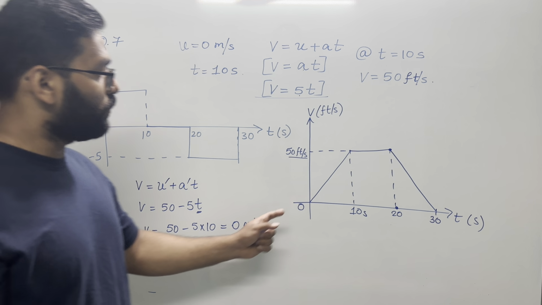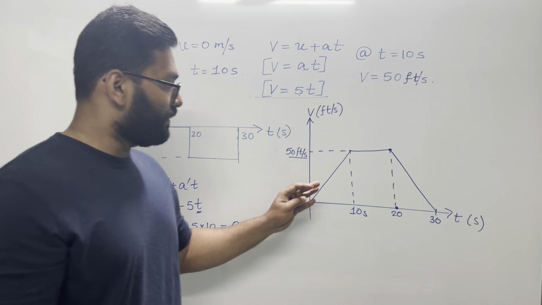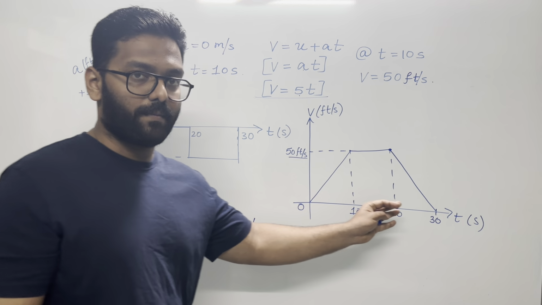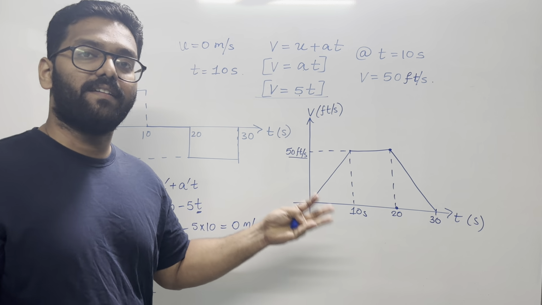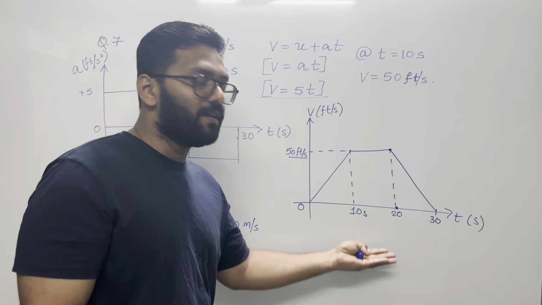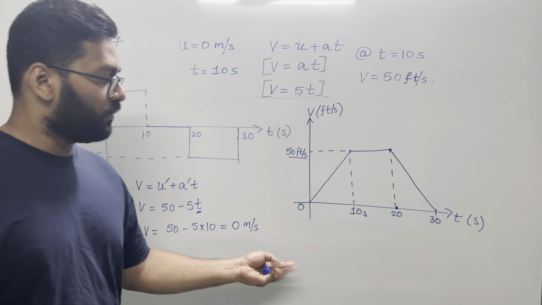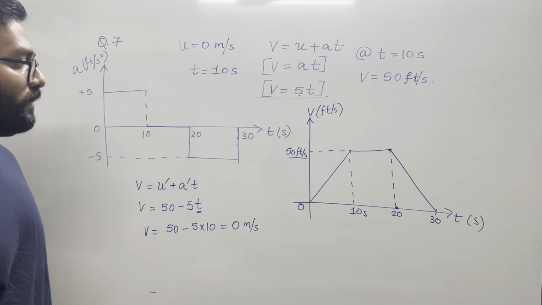Now you can find out the distance covered in 0 to 30 seconds. See, this is a velocity time graph, and the area under the curve is the displacement. But in this case we will say it is the distance as well, because no part of the graph is below the time axis. So everything is positive, so distance and displacement will be the same.